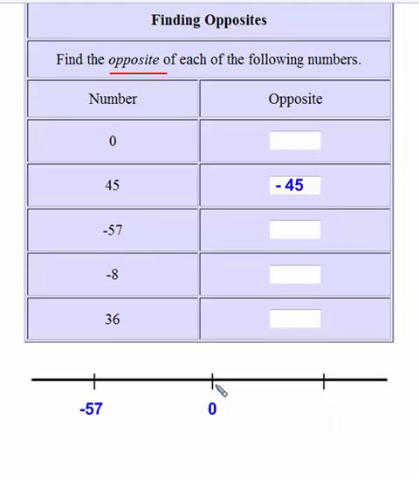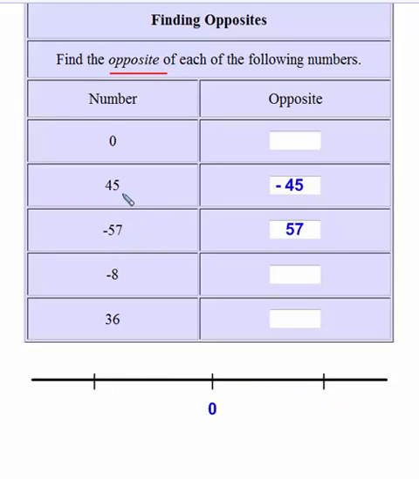So it would be 57 units to the right of 0, and numbers to the right of 0 are always positive. So negative 57 is 57 units to the left of 0, so positive 57 would be 57 units to the right of 0. It's on the opposite side of the midline, but has the same distance from the midline. So the opposite of negative 57 is positive 57.